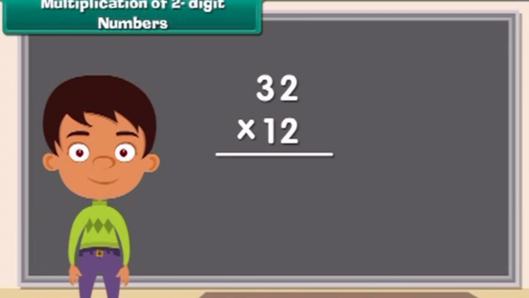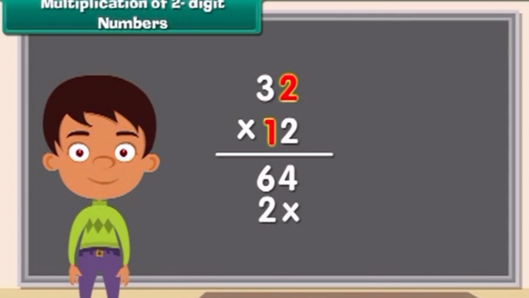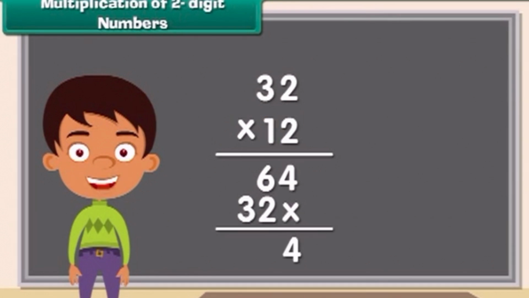1. Multiply 2 by 2 to get 4. Write 4 below the line at the ones place. 2. Then multiply 3 by 2. Answer is 6. Place 6 below the line at the tens place. 3. Mark a cross below 4. 4. Multiply 2 by 1. Place the 2 below 6. Multiply 3 by 1. Place the 3 to the left of 2. Now add these two numbers. The answer is 384.